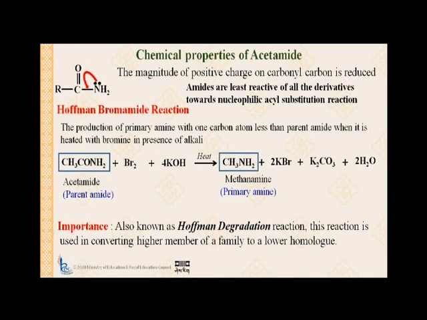This reaction is used in converting a higher member of a family to a lower homologue. So if you have an organic compound having 4 carbons, and you want to convert it to 3 carbons, then we can use this Hofmann's degradation method, provided that the reactant is an amide and the product we get is an amine. So this is one chemical property of amide. Now let's go to the third derivative of carboxylic acid.